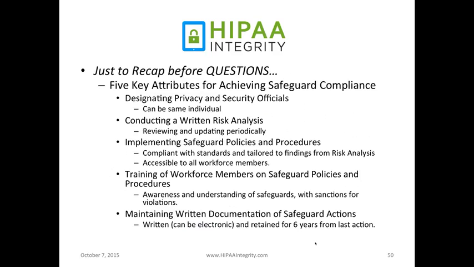So again, just to recap before there are any questions: you've got to designate your privacy and security officials, conduct that written risk analysis, implement safeguard policies and procedures, train your workforce members on safeguard policies and procedures, and maintain written documentation of safeguard actions.